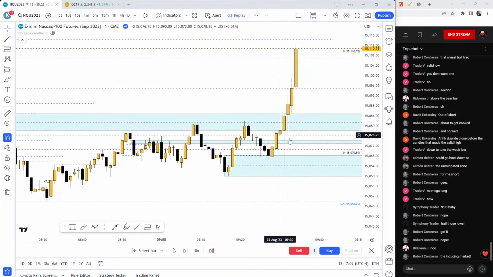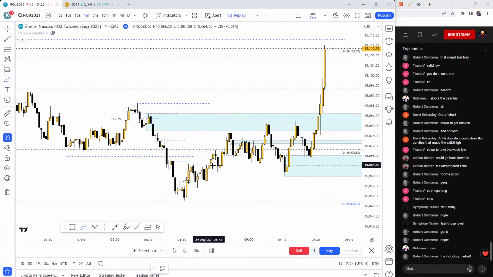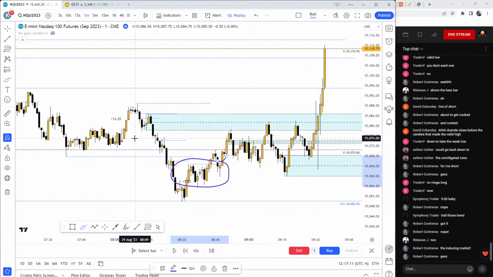Right? Bias. The weight of this day hangs on this consolidation here. We don't break it. We are bullish for the day. Period.